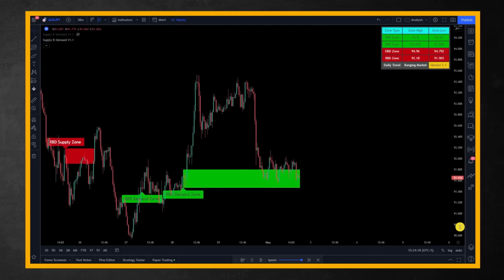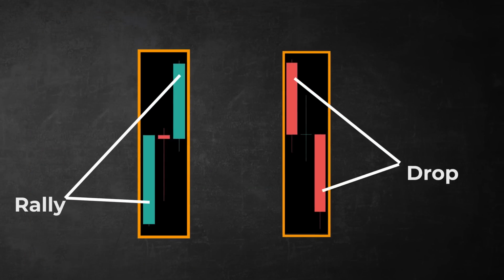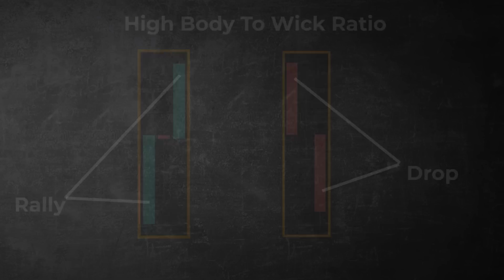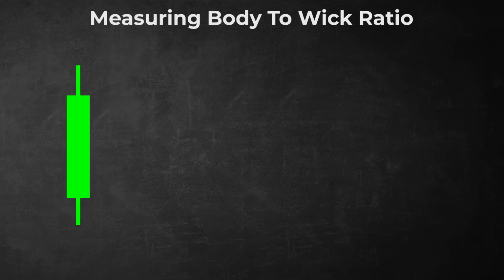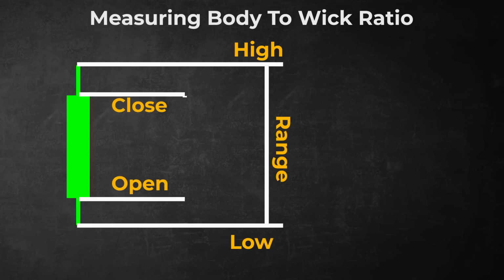But before we start drawing the zones on the chart, we should know that the impulsive moves, which represent the rally and drop phases, are represented by the candles on higher time frame with a high body to wick ratio. For example, here is a candle in which the total candle is from this high to low, and this is called the range of the candle.